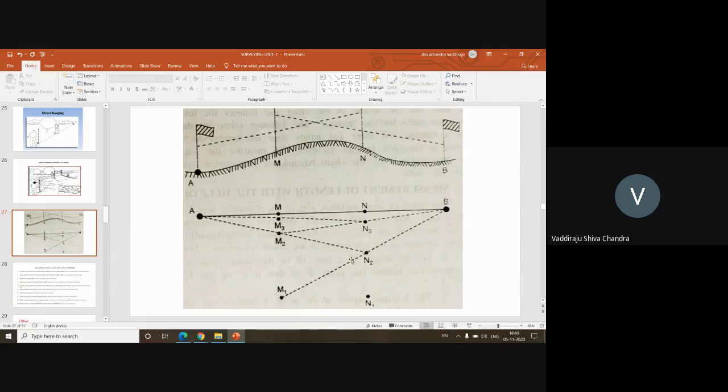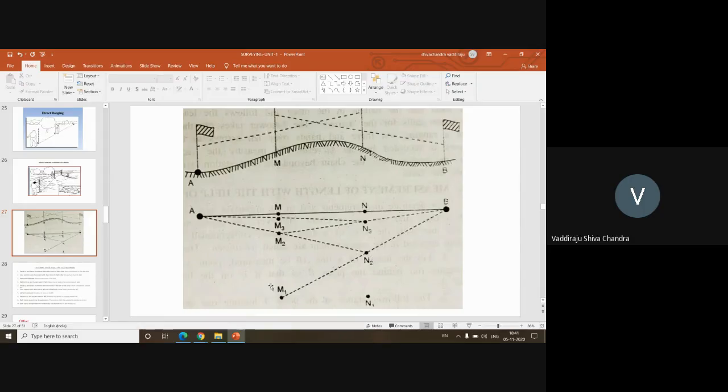So what I'll do is, one person will move to this point M1, such that the person standing at M1 is able to see point A and point B. Then the person standing at M1 gives instructions to another person to stand at position N2, such that N2 is in line between B and M1. At the same time, points A and B are visible from N2.